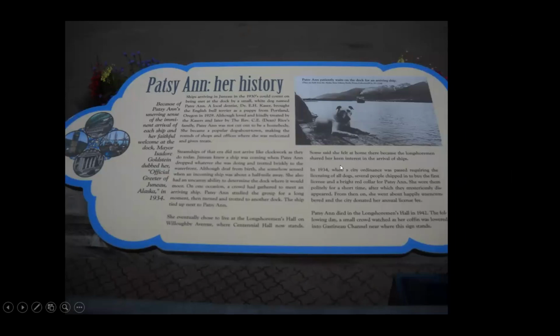And as the sign explains, in 1934, Patsy Ann was designated by the mayor as the official greeter for Juneau, because Patsy Ann would come down to the waterfront each time a steamship was coming in. She always knew when a ship was coming, even though she was deaf from birth. So here's a picture of the real Patsy Ann. And even though she couldn't hear, she always knew when the ships were coming and was down there every time to greet those getting off the ship.